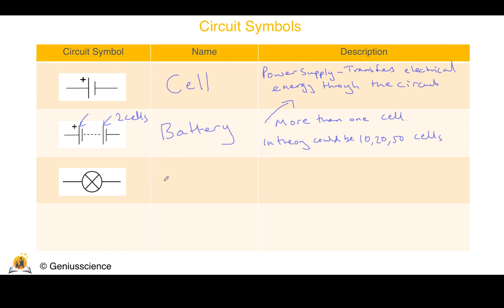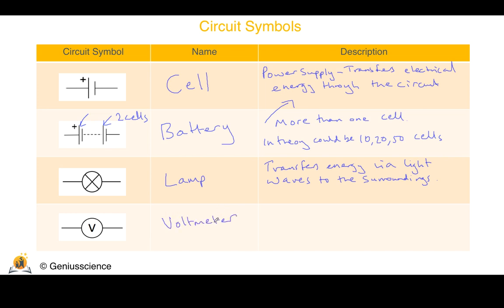Now we have a lamp. And the lamp transfers energy via light waves to the surroundings. Our fourth symbol here appearing now is a voltmeter, which is a device that measures potential difference. Potential difference is also known as voltage. Potential difference is measured across a component.